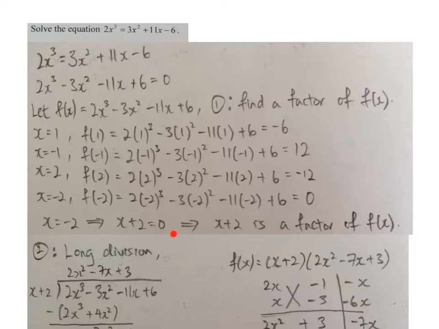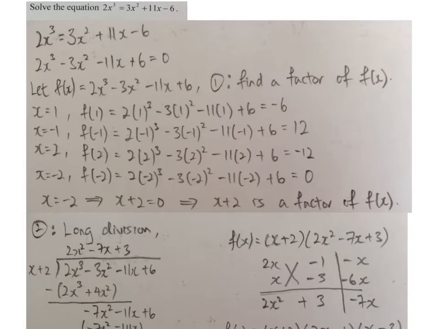So I can do this: I get x plus 2 equals 0. Then I can say that x plus 2 is actually a factor of f(x). Alright, so after I find my factor, the next step that I have to do is to do long division.